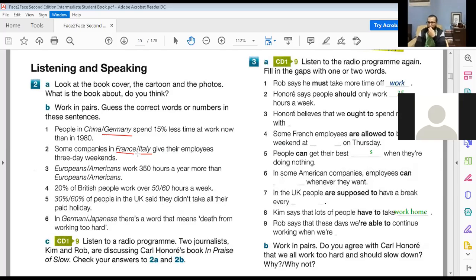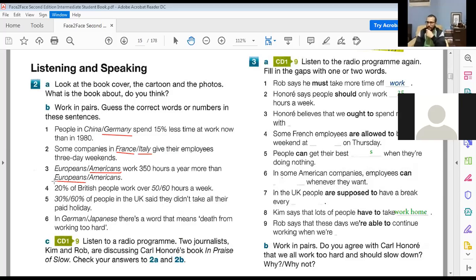Okay, so it says Europeans or Americans work 350 hours a year more than the other, so one of them works 350 hours more than the other. Who do you think works 350 hours more? American. Maybe American, yes. You think Americans work 350 hours more a year? Maybe, yes. I think so. You think it's the opposite, Hajar? You think it's the other way around? No, American. Okay, so you also think Americans work more than Europeans.